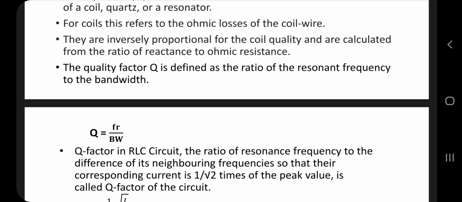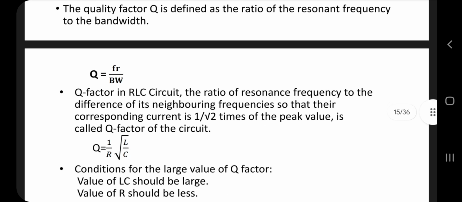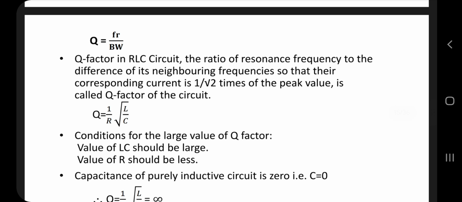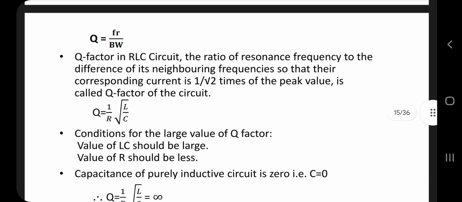The quality factor Q is also defined as a ratio of the resonant frequency to the bandwidth. That is, Q equal to frequency divided by bandwidth. Q factor in an RLC circuit: the ratio of resonance frequency to the difference of its neighboring frequencies, so that their corresponding current is 1 by root 2 times the peak value, is called the Q factor of the circuit. Q equal to 1 by R into root L by C.